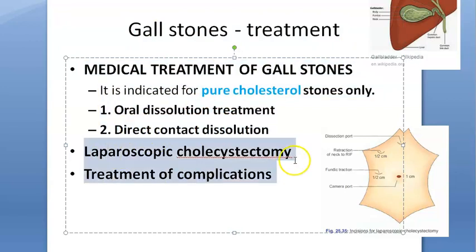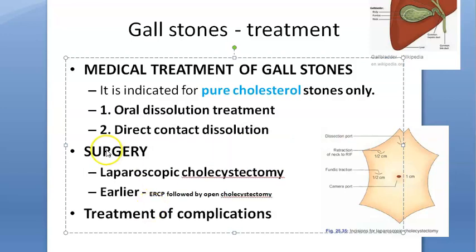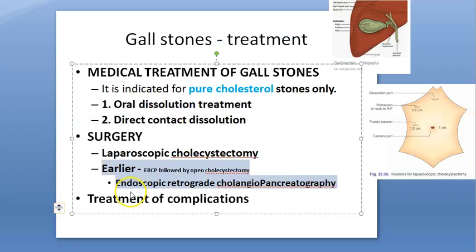We have finished this. Now let us go to laparoscopic cholecystectomy. Yay, we have finished the medical treatment of gallstones. So now you're going to remove the gallbladder. We are looking at the surgeries for gallstone treatment. Earlier they were doing ERCP followed by open cholecystectomy. ERCP means endoscopic retrograde cholangiopancreatography. Such an easy name, right?